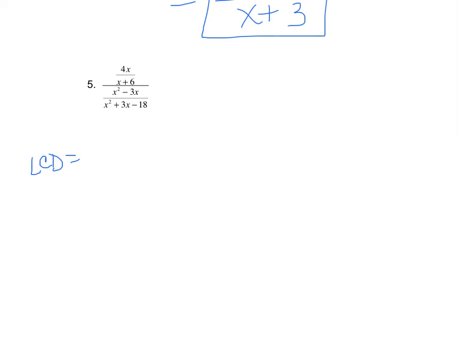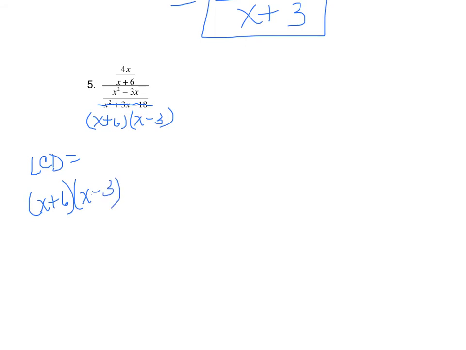I can't do anything to x plus 6, but x squared plus 3x minus 18 can factor to be x plus 6 times x minus 3. So I'm going to cross this guy out and leave it as x plus 6 times x minus 3. So the LCD looks like it would be x plus 6 times x minus 3. I'm sorry, not x plus 3, but x minus 3.